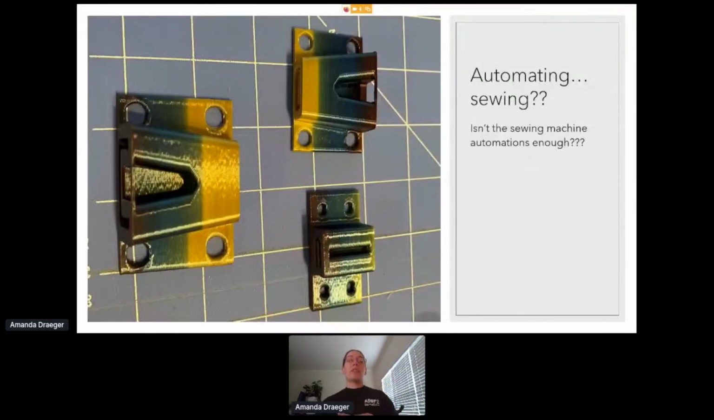You're probably asking yourself, isn't the sewing machine automation enough? What other automations can I add to the sewing process? Well, you're looking at a piece of automation on the screen right now. Those little plastic bits are a really cool technological advance in sewing, or well, properly in ironing. Just think for a minute, what could those pieces of plastic be?